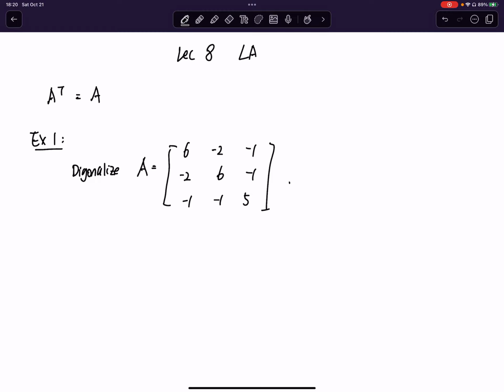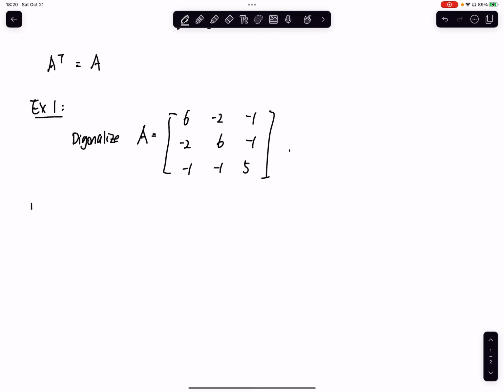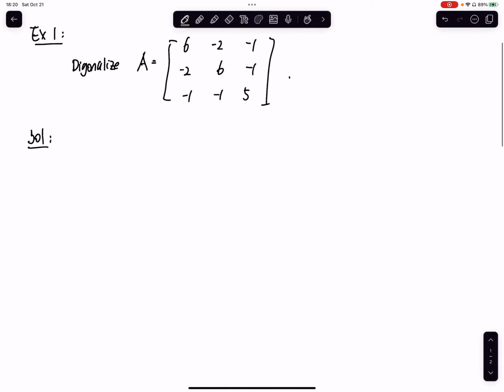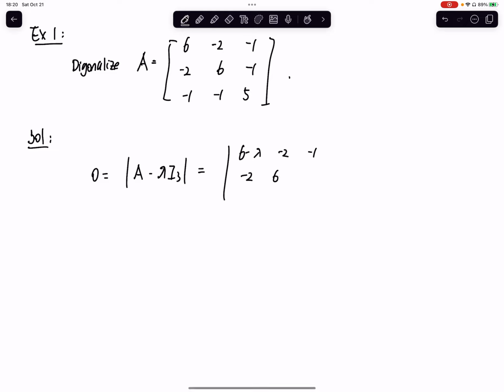Okay, so our solution is that first we recall the characteristic equation of A. So we have 0 equals the determinant of A minus lambda I3. That is just the determinant of [6 minus lambda, -2, -1; -2, 6 minus lambda, -1; -1, -1, 5 minus lambda].